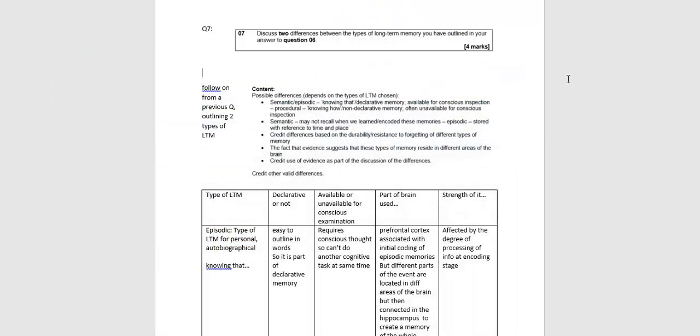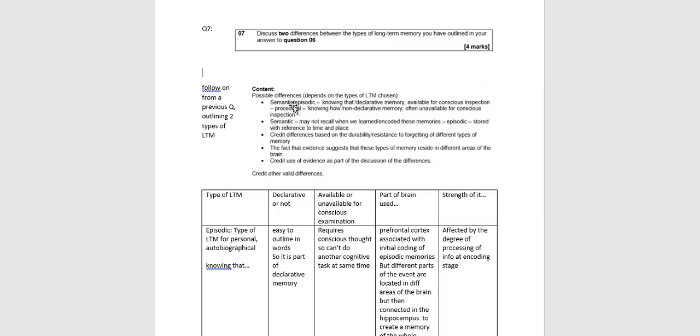here's the specific question we're going to look at today. The question was following on from a previous question, and so it said discuss two differences between the types of long-term memory you've outlined in your answer to question 6. So basically it had specified two different types of long-term memory.